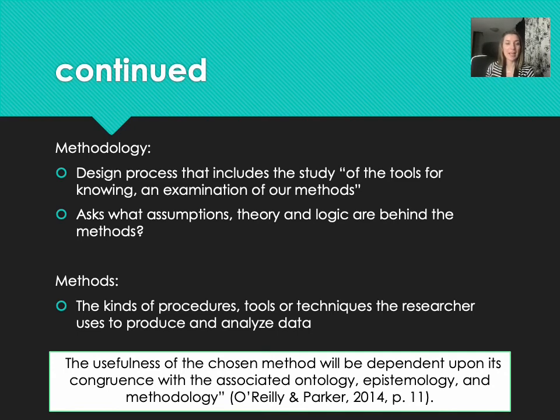That's what it is. So here I just took a little quote from an article. That's the first one. And I really like it because it says the usefulness of the chosen method will be dependent on the congruence with associated ontology, epistemology, and methodology, which means that you have to have all of them aligned. Congruence is the alignment of all of them. And that's how useful the method will be.